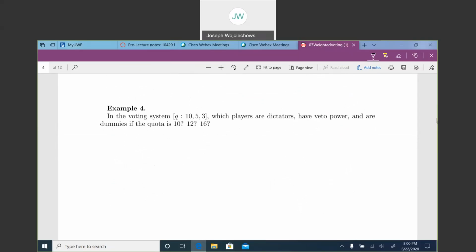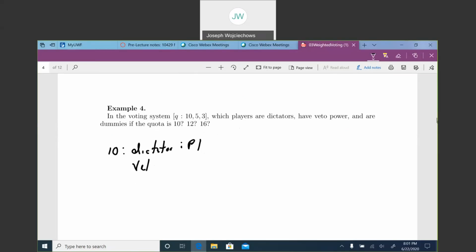Okay, we're looking at another example. In the voting system, Q is 10, 5, 3, which players are dictators, which have veto power, and which are dummies. We're going to start with Q is 10. Okay, we need 10 votes, so we have a dictator of player 1.